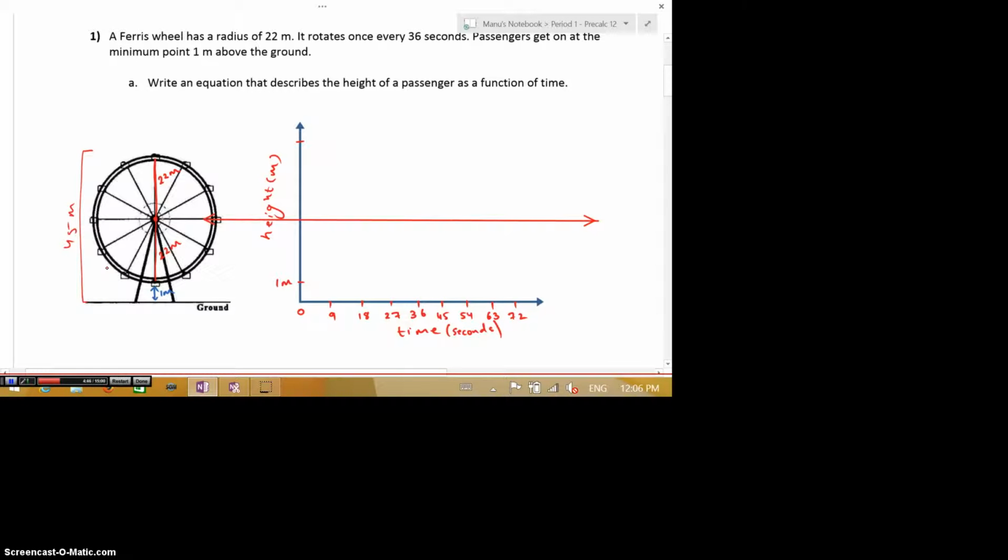45 meters. Okay, 1 meter above the ground where the person gets on, and then 22 meters for the radius from the center, 22 meters for the radius from the center to the top. Right? So altogether, the maximum possible height of the person is going to be 45 meters. What is going to be the midline? The center. 23 meters above the ground is going to be the center.